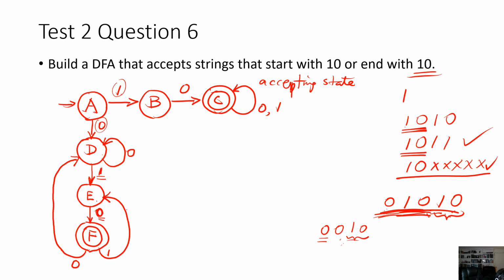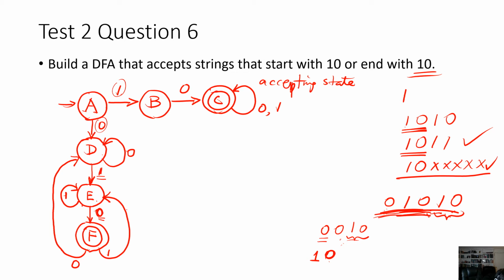Okay. Now if the current state is E, that means the previous input value is 1. So we just need one more input 0, then the string is going to be accepted. So if the current state is E and the input is 1, then we can stay at E. Once the next input is 0, then we jump to the accepting state.